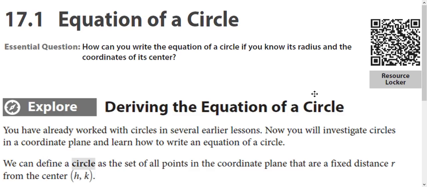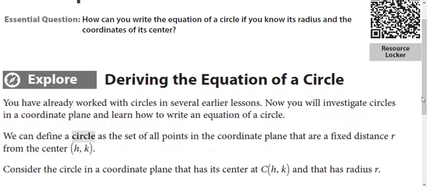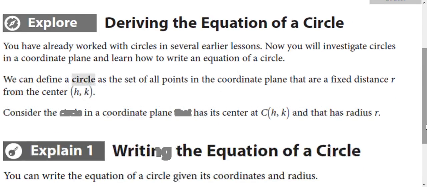So we're going to look at the equation of a circle so that you can actually graph it. Most graphing calculators can handle it. Some you just have to manipulate it so you can actually graph it in your calculator. But when you graph a circle, you need the equation of the circle.